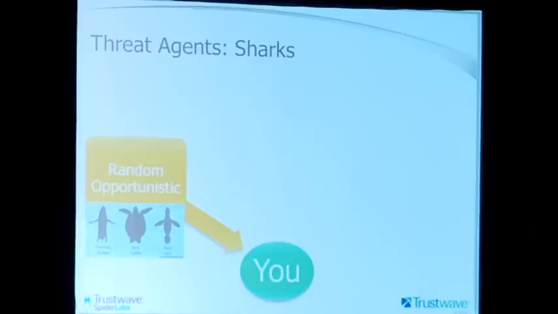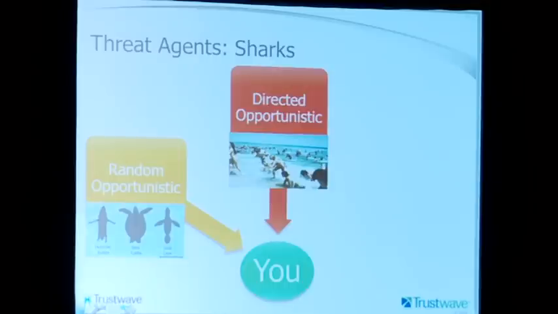Looking here on the far left, the surfer looks an awful lot like the sea turtle and the sea lion. So they may bite you, and you see that on the news all the time when surfers get bitten, and it was a mistake, right? The shark bit them and realized this is not what I wanted, and they let go, but the damage is done. The next one is directed opportunistic.